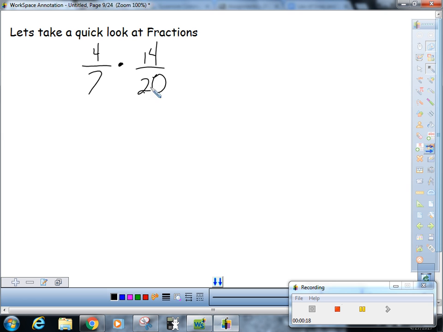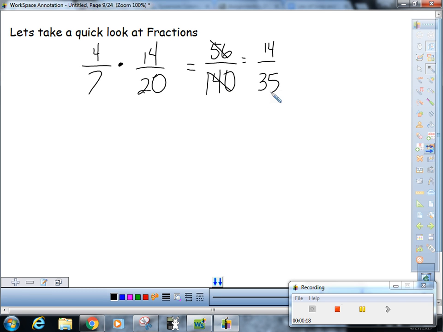Well, one way to multiply fractions is just to multiply across the top and multiply across the bottom. So, you could just do 4 times 14, and I think that's 56, but I don't want to get this wrong, so I'm going to check. And then you would do 7 times 20, and now you're left with reducing that fraction. Maybe you would divide everything by 4, and so you would make that a 14, and make that a 35, okay?